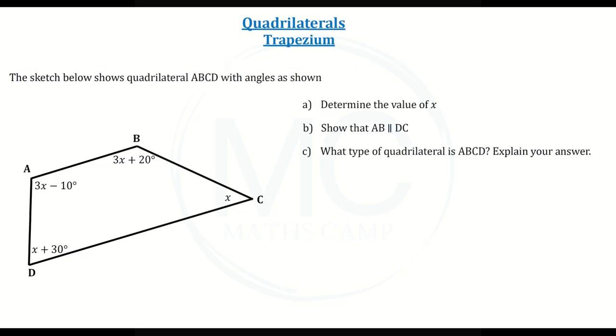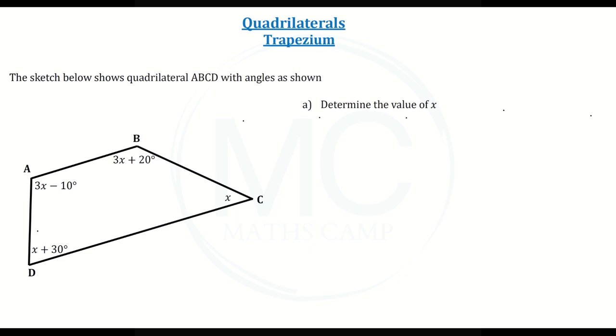The sketch below shows quadrilateral ABCD with angles as shown. A, determine the value of x. B, show that AB is parallel to DC. And C, what type of quadrilateral is ABCD? Explain your answer. Let's start with part A, determine the value of x.